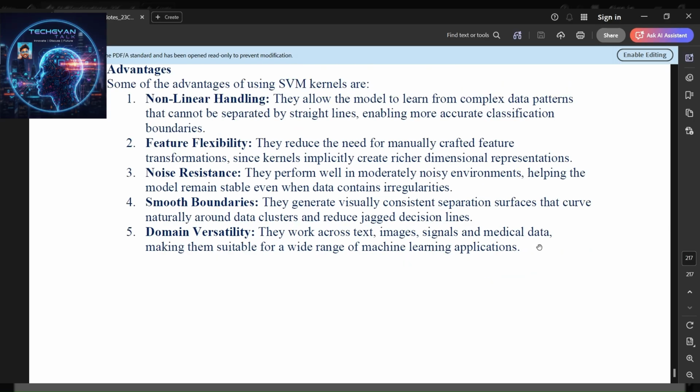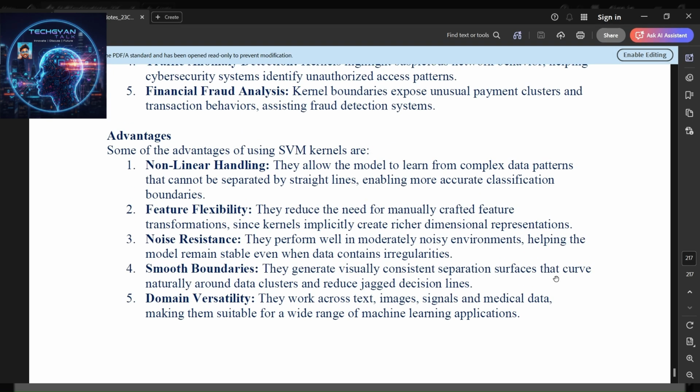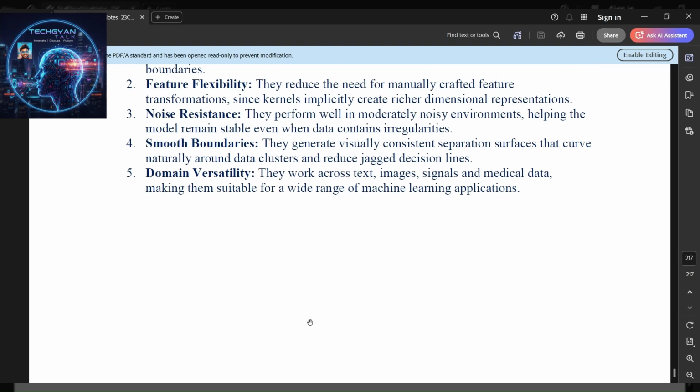Noise resistance: they perform well in moderately noisy environments, helping the model remain stable even when data contains irregularities. Smooth boundaries: they generate visually consistent separation surfaces that curve naturally around data clusters and reduce jagged decision lines. Domain versatility: they work across text, images, signals, and medical data, making them suitable for a wide range of machine learning applications. That's it about the kernelized support vector machines.